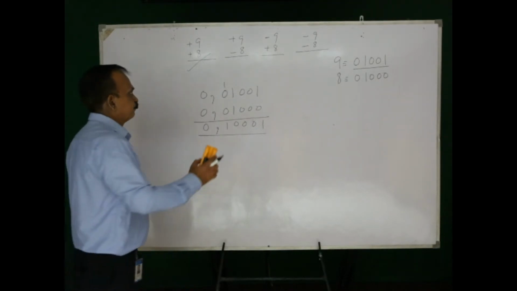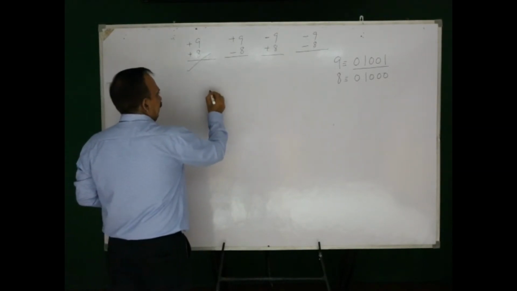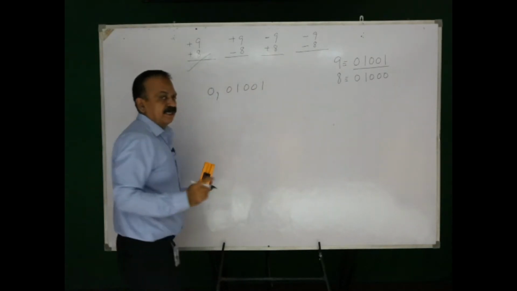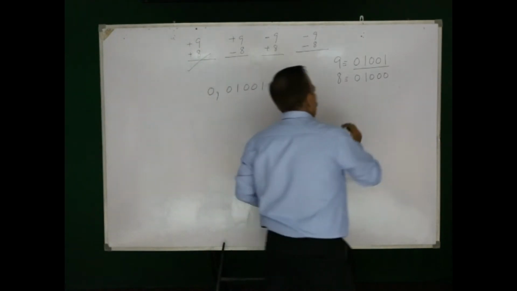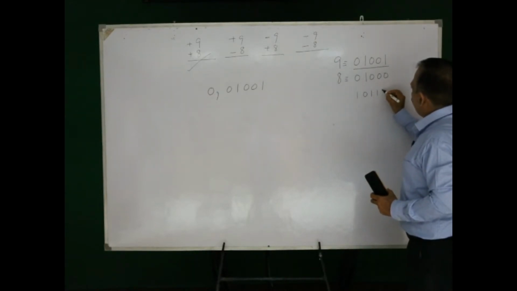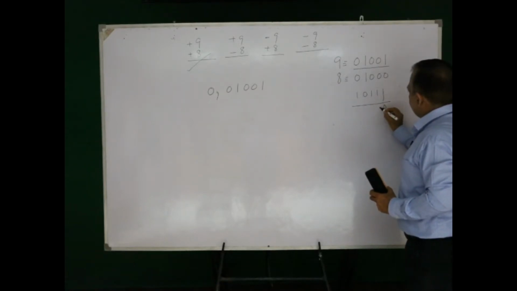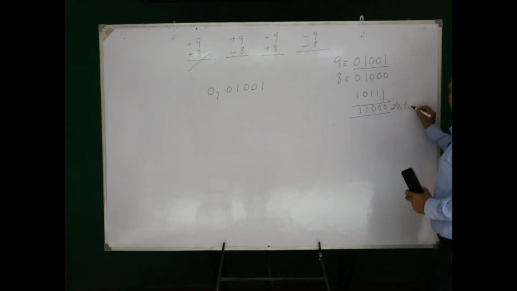This is straightforward. The next one is plus 9. Now plus 9 is 0 1 0 1, this is plus 9. Minus 8. Now I want the 2's complement of 8. Now the 1's complement of 8 will be 1 0 1 1 1. If 1 is added, this number is 0, the carry is 1, 0, the carry is 1, 0 1 1. This is going to be the 2's complement of 8.